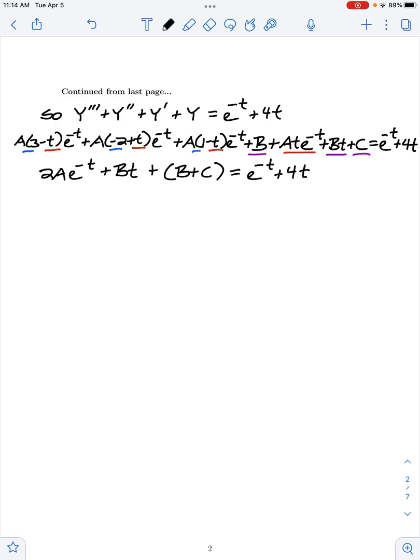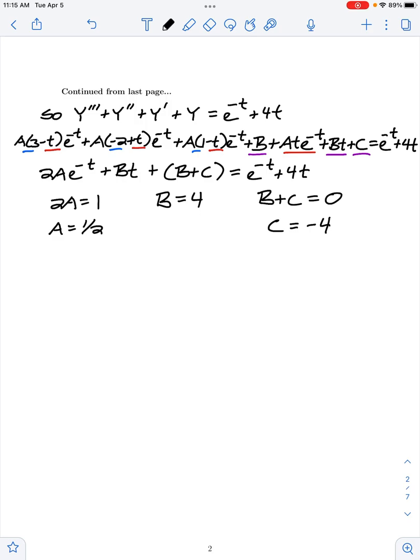So equating these coefficients, we find that 2a has to be 1. So a is 1/2. Equating the coefficients of t, we find right away that b has to be 4. And then equating the constant coefficients, b plus c has to equal 0. So c is the negative of b, which would be -4.